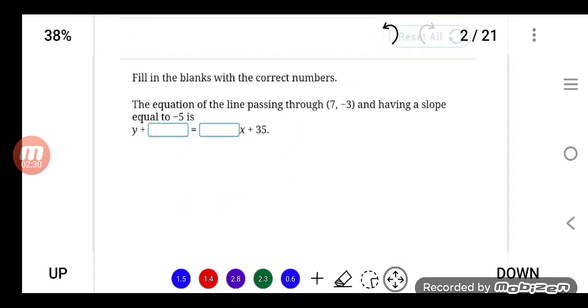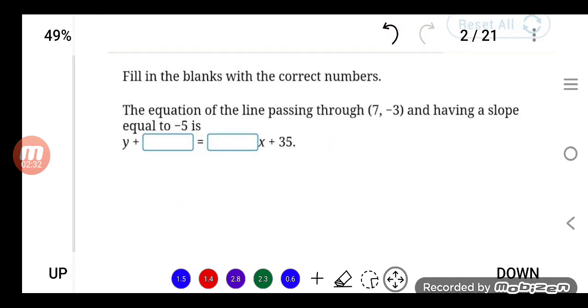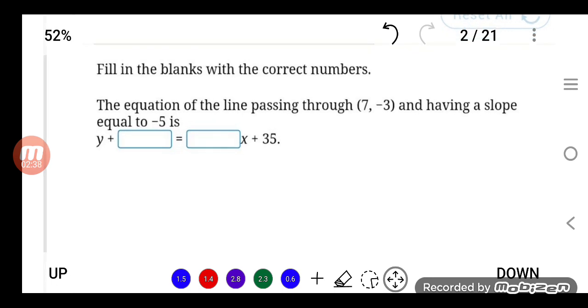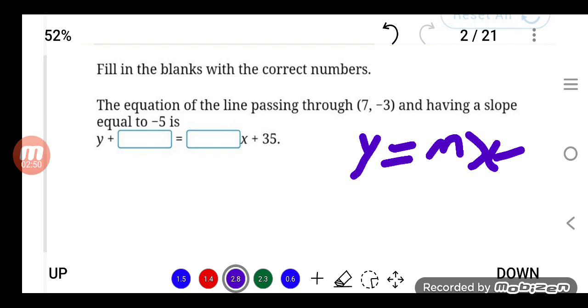Let's see now the next question. Fill in the blanks with the correct numbers. The equation passing through the point 7, negative 3, having slope negative 5. So we have another form of the equation, y equals mx plus c. This is the equation of any straight line. So the slope here is given to us, negative 5.